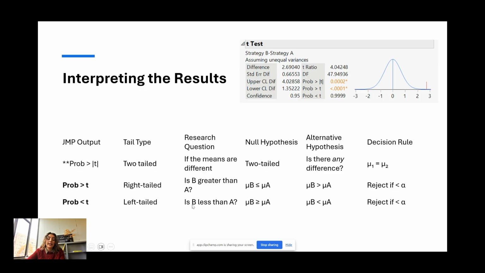If we had hypothesized that B is less than A, then we would say no, there is not enough evidence, and we would fail to reject the null hypothesis, because this is bigger than 0.05. And that was for today.